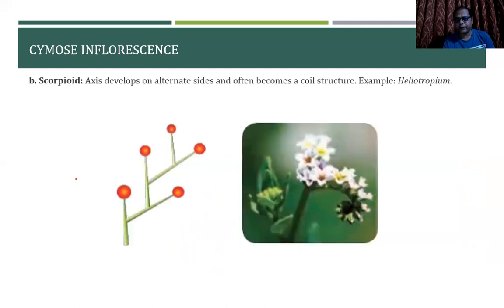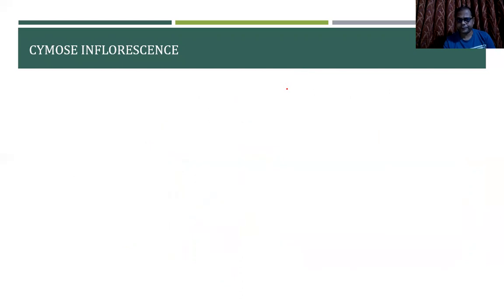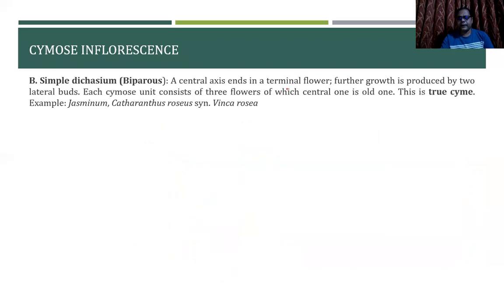In case of scorpioid, what is happening is that one is coming towards the right, other is coming towards the left, then right, then left. It is seen as alternate sides. And they often become a coiled structure. It is seen in case of Heliotropium.